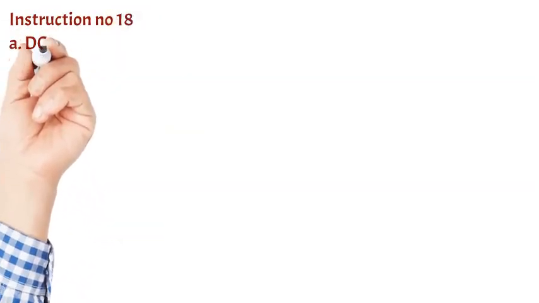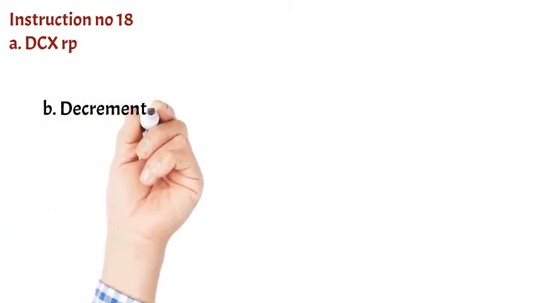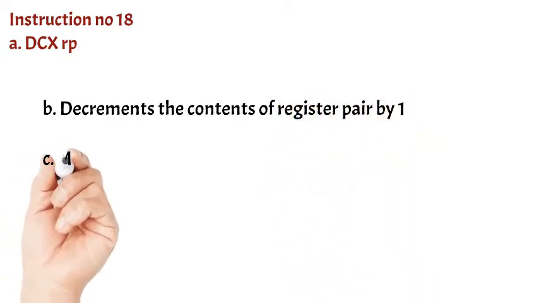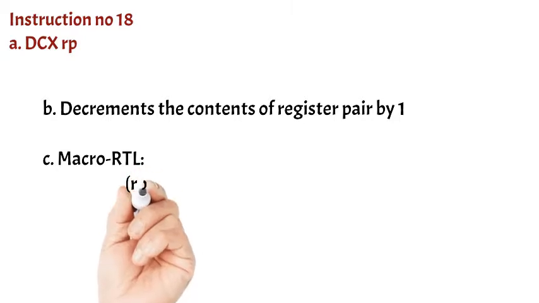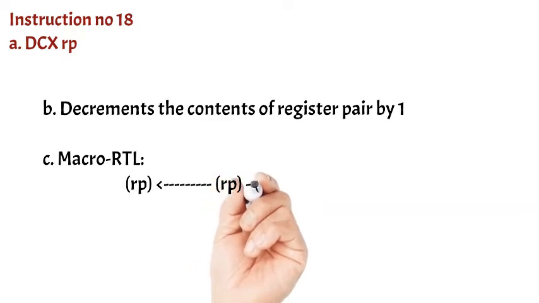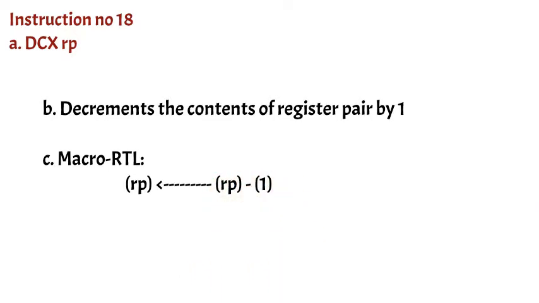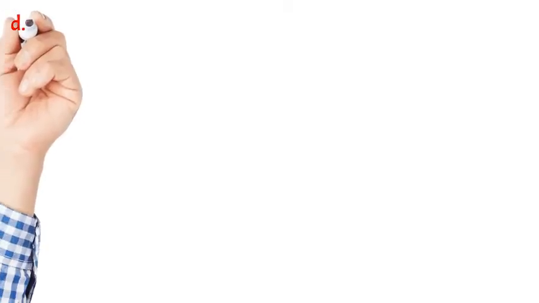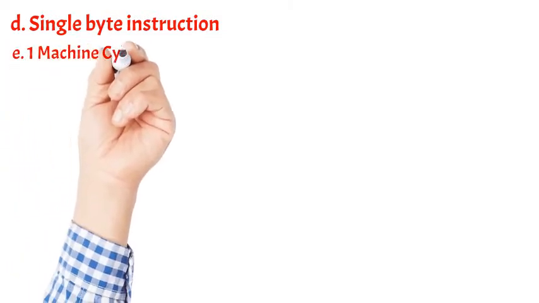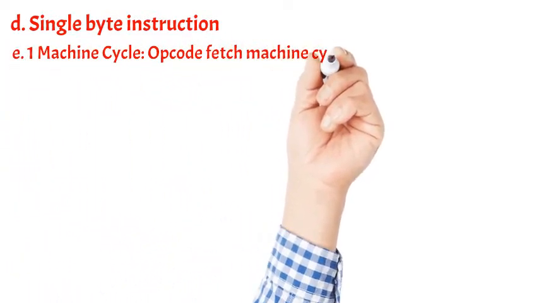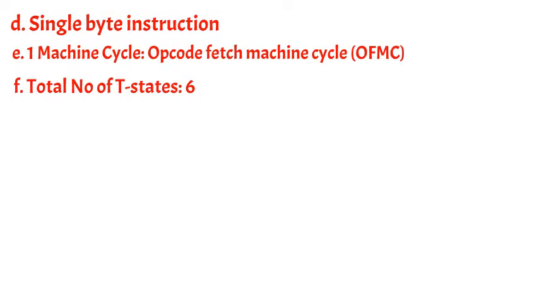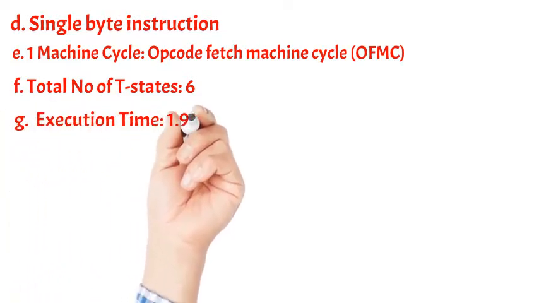Next instruction that we have is DCX RP, similar to INX RP. It decrements the contents of the register pair by 1. So we can write the macro RTL of this instruction as RP is equal to RP minus 1. The other properties of this instruction are similar to that of INX RP. It's a single byte instruction. It has only one machine cycle, that is the opcode fetch machine cycle, having 6 T states, and therefore an execution time of 1.92 microseconds.